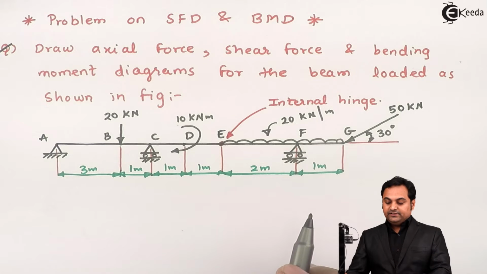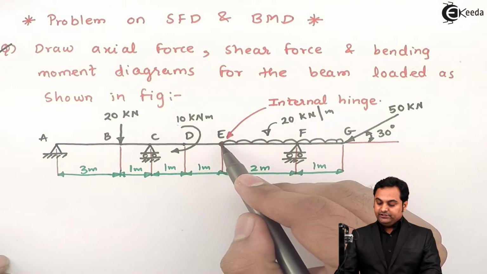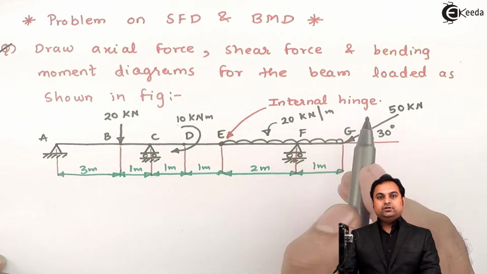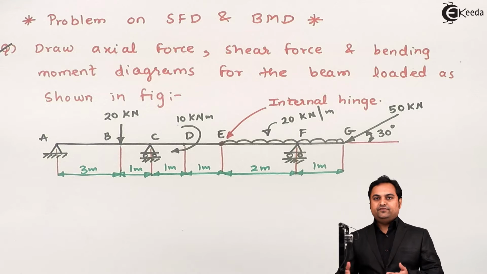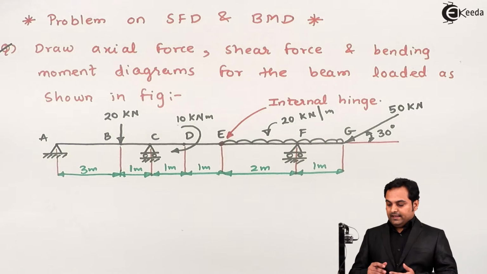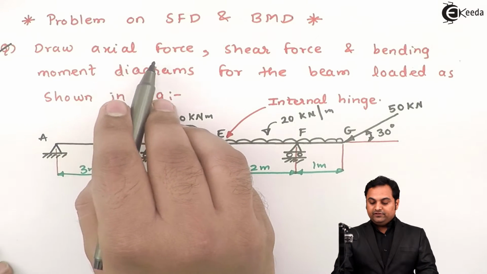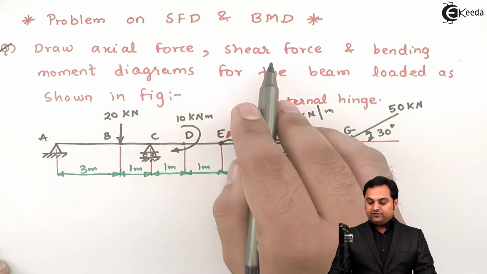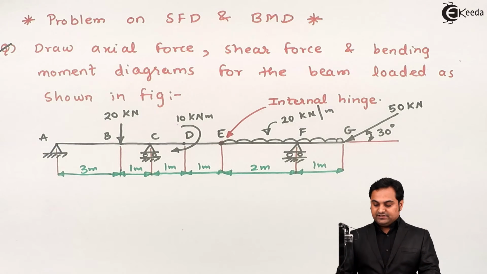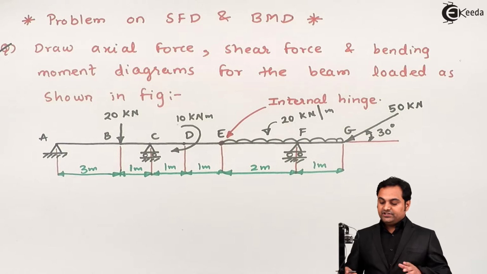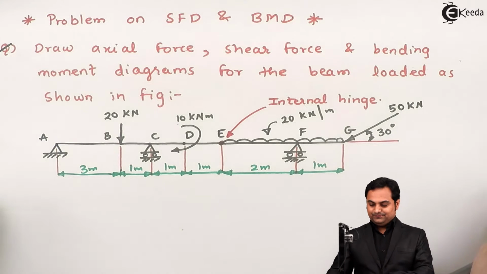Apart from that, they have indicated in this problem that point E is internal hinge. Because of internal hinge, what happens we are going to see in the further part of this problem. And while reading the question, we have to even draw axial force diagram here. Apart from shear force and bending moment diagrams, we even have to draw the axial force diagram. So with the question understood, let us try to get the solution to this problem.